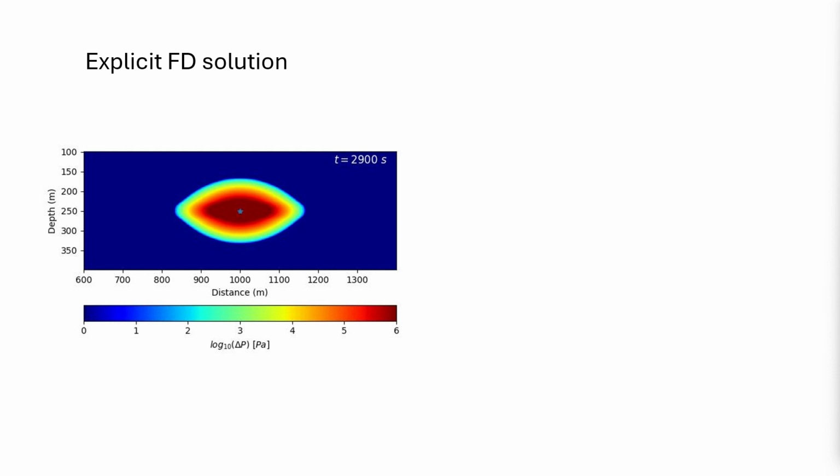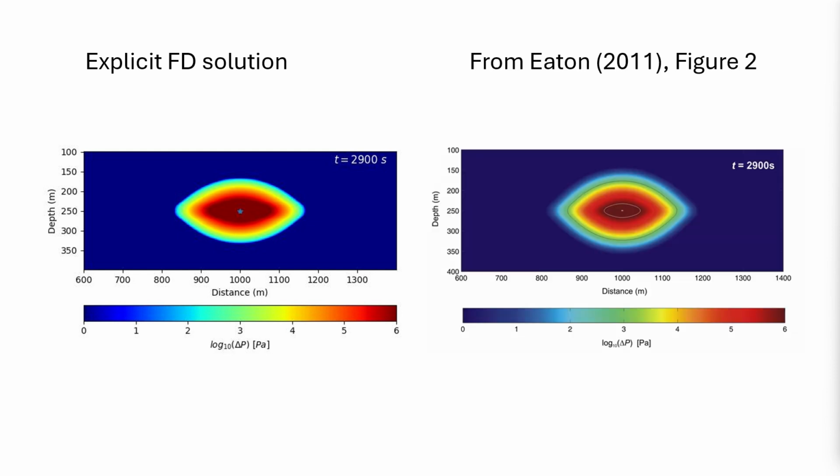Using an explicit finite difference scheme, we solve the diffusion equation and obtain this solution at time t equals 2900 seconds. Now, if we compare it with figure 2 in Dr. Eaton's abstract, we get the same eye-like shape in 2 dimensions, which suggests that we have successfully reproduced the results.